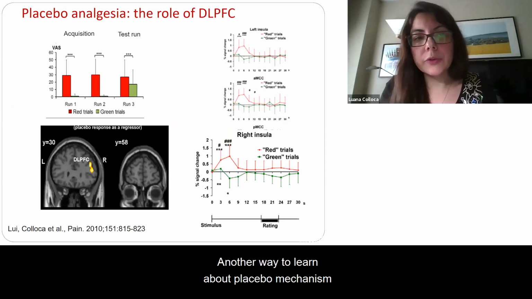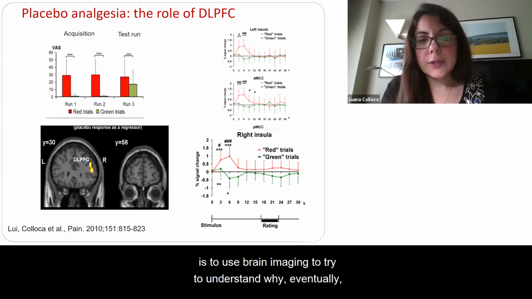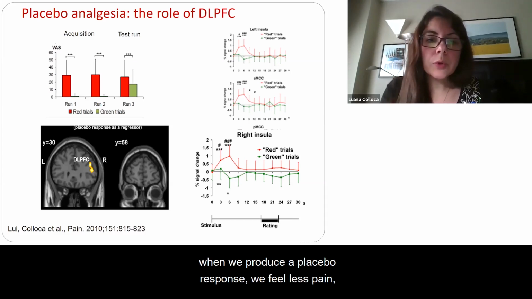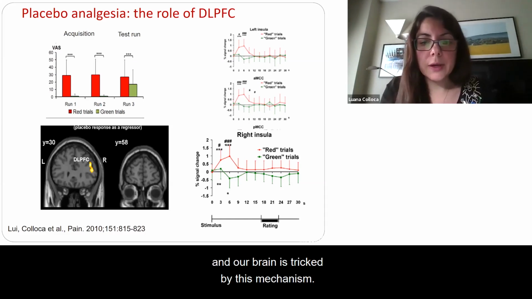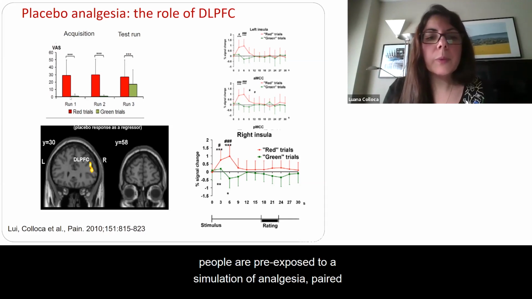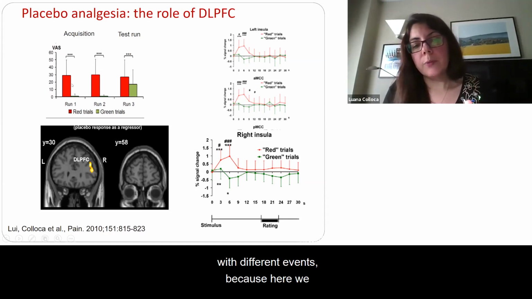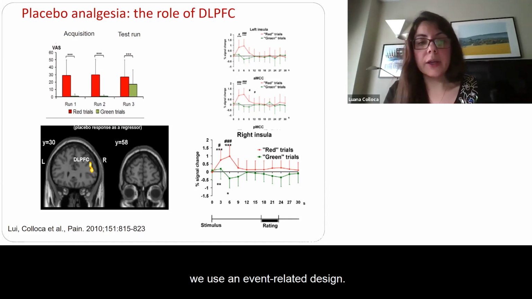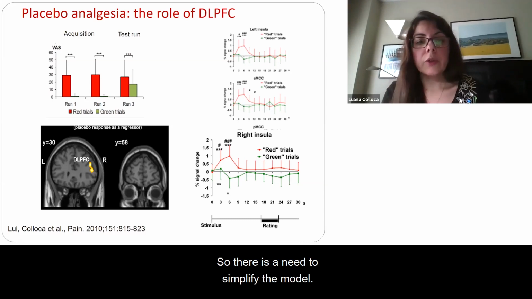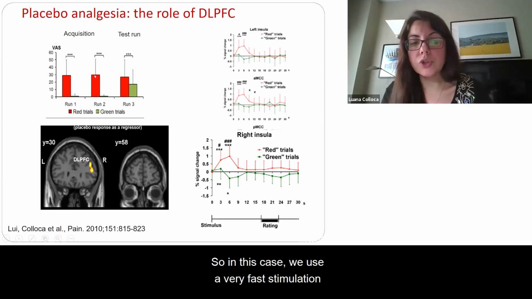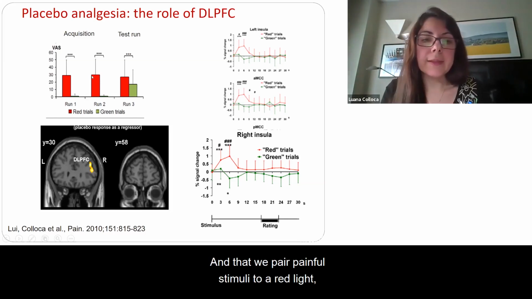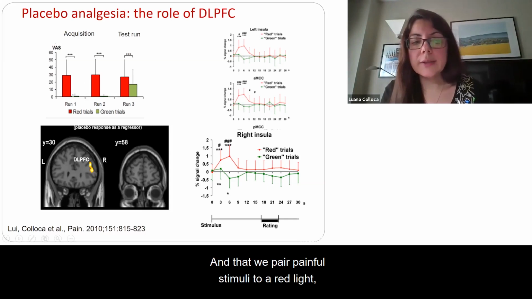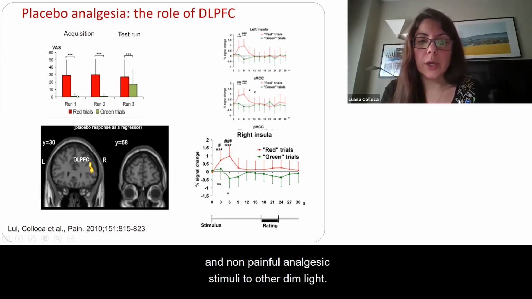Another way to learn about placebo mechanisms is to use brain imaging and try to understand why, when we produce a placebo response, we feel less pain and how the brain is tricked by this mechanism. Again, it is a learning mechanism where people are pre-exposed to a simulation of analgesia paired with different events, because we are in a brain imaging context where we use an event-related design. So there is a need to simplify the model. In this case, we use a very fast stimulation to produce pain through a laser. And we pair painful stimuli to a red light and non-painful analgesic stimuli to a green light.